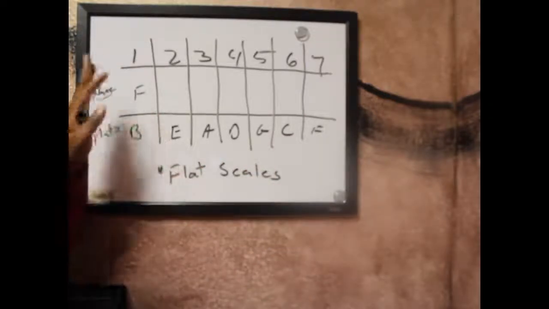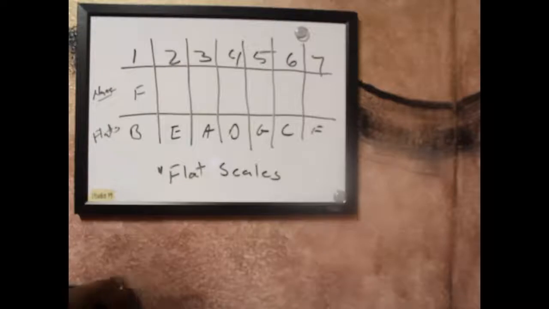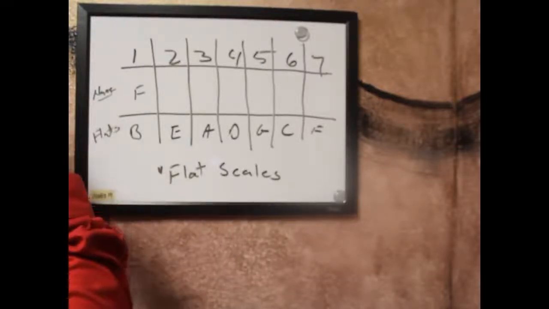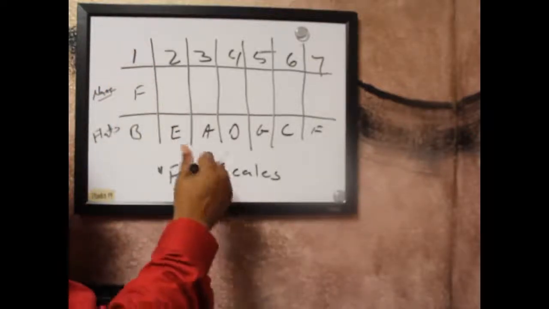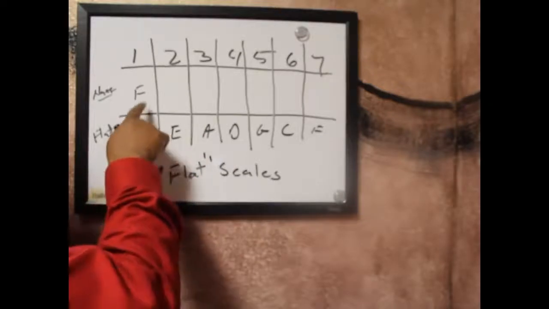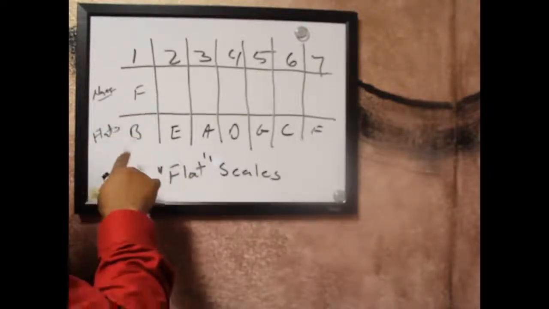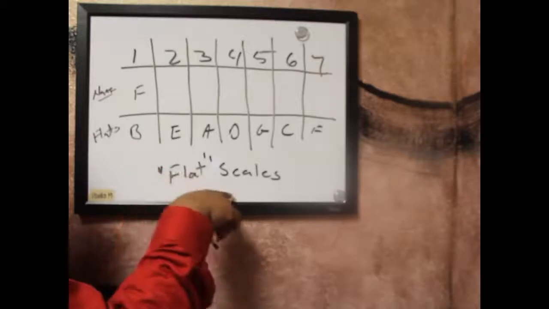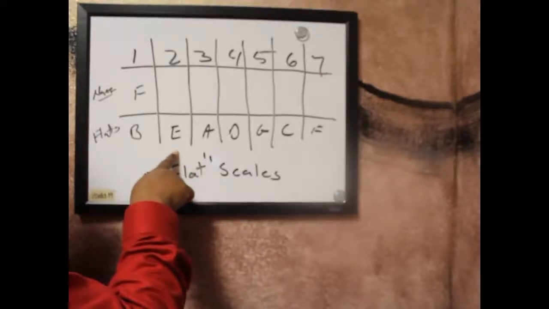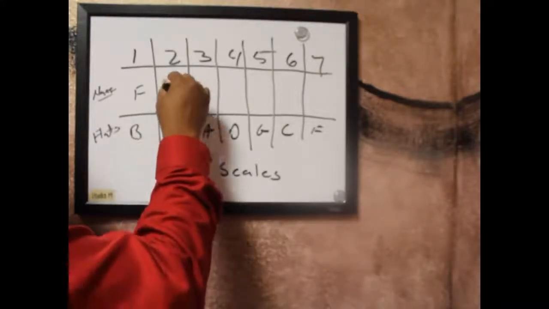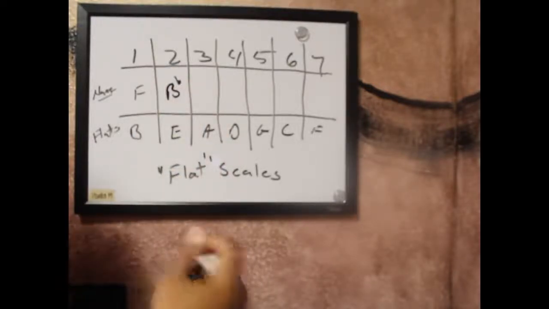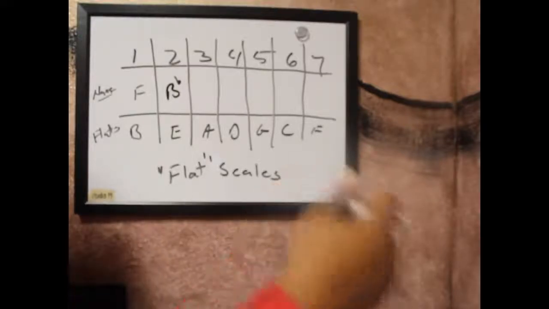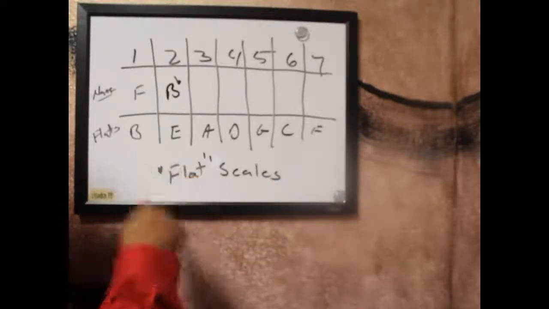Okay, so let's get to the scale names, and let's see if you recognize a pattern, because there is a pattern. Remember the first flat scale has one flat, and we call that F. The second of the flat scales has two flats, and we call that B flat. That's our B flat scale. That's the scale that starts on B flat, ends on B flat, and has B flat and E flat in the scale.